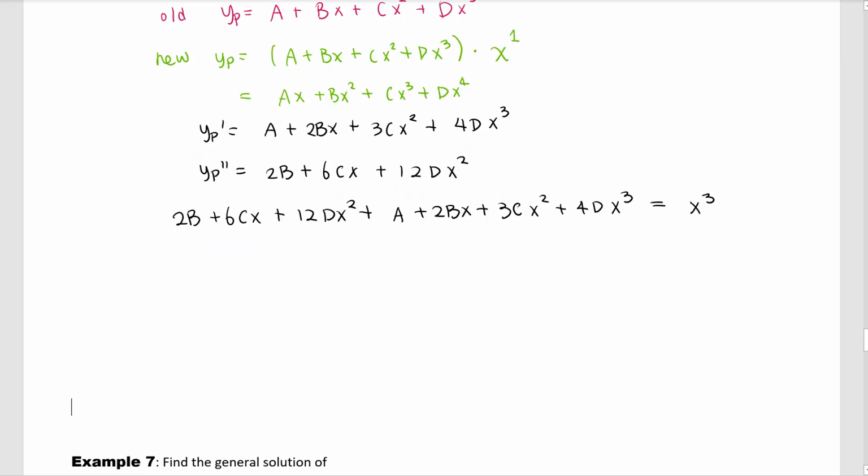Okay, so let's compare the highest power terms. So x cubed. Do we have x cubed on the left? Yes. So 4d equals 1. Then d is 1/4.